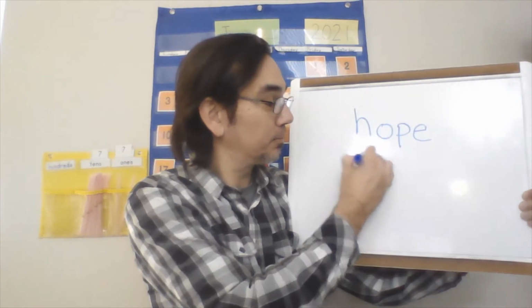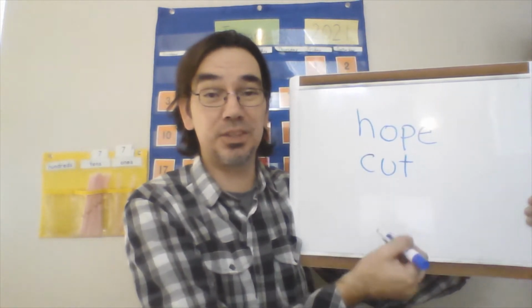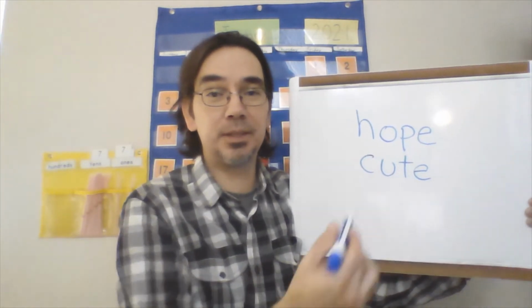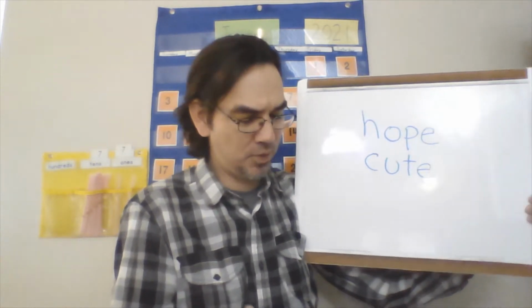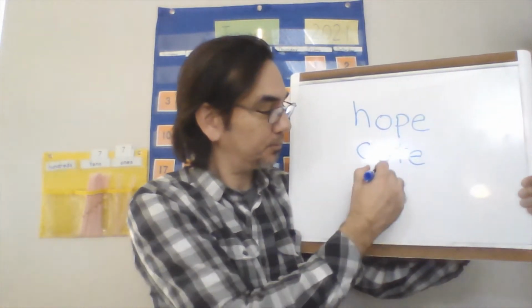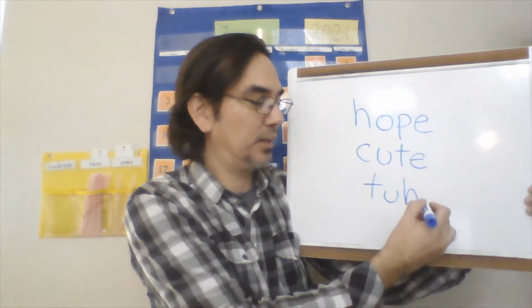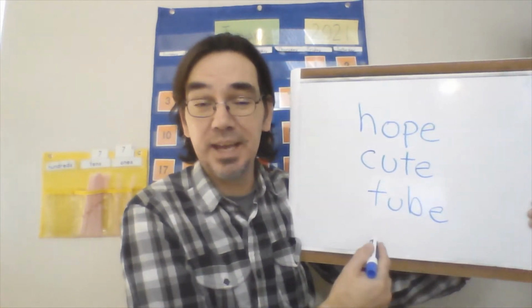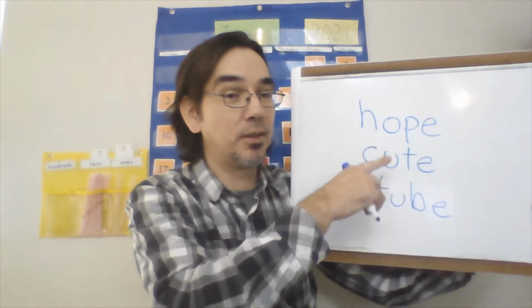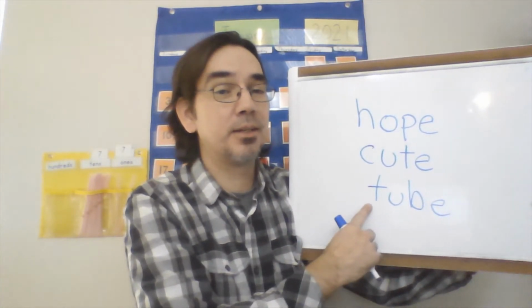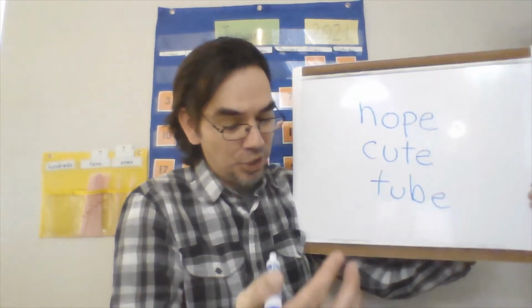Now, let's try another one. How about cut? See, it's going to work for this U also. Cut becomes, remember, it's going to say its name. Now it's cute. Cut becomes cute. Wow. Okay. How about tub? Add that silent E. Makes that U say its name. It doesn't just work with the O's. No, it's all these vowels. Now it's tube. Tub becomes tube.